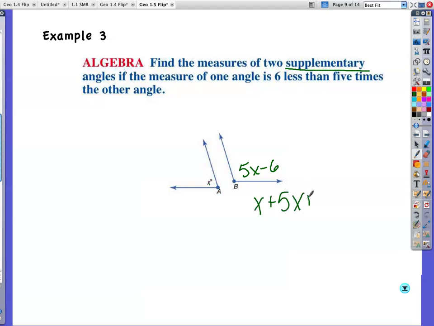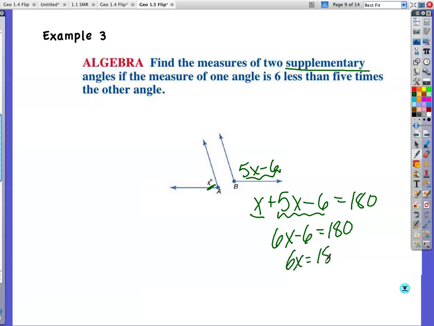Oops, that's not a minus, that's a plus. x plus 5x minus 6 equals 180. Okay, this x comes from here, and this comes from here. So now I'm going to just solve. I'm going to combine like terms, add 6 to both sides, divide both sides by 6. I get x is equal to 31.